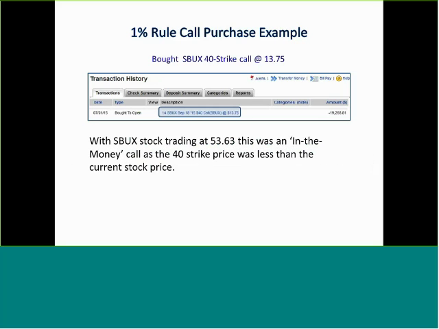So let's look at an example. This is that Starbucks example that I showed you a few minutes ago. We bought Starbucks when it retraced to that middle Keltner channel. We added to our position. So we bought the Starbucks 40 strike call at 13.75. And at the time we bought the call, Starbucks stock was trading at 53.63. So this would have been an in-the-money call, as the strike price was below the stock price. So this is an example of an in-the-money strike on that call option.